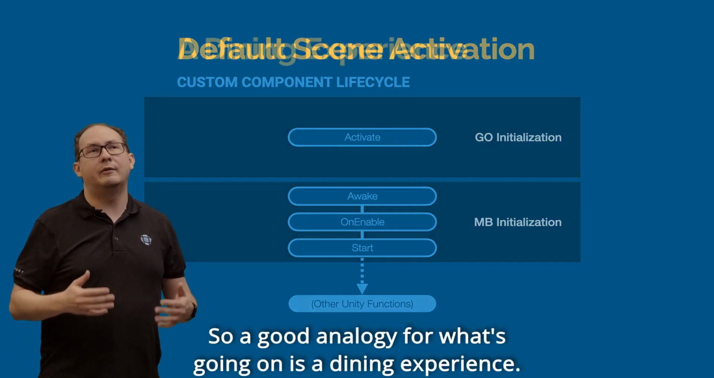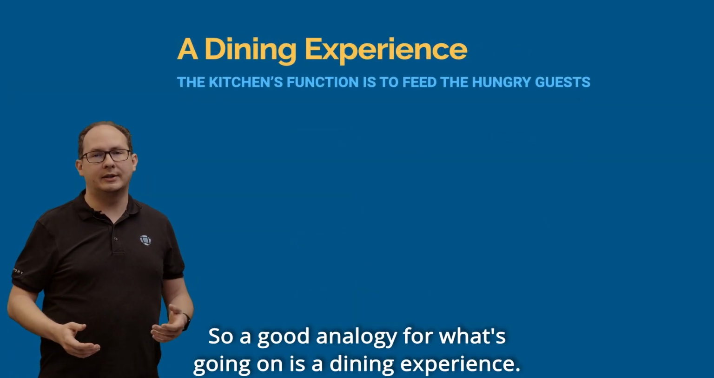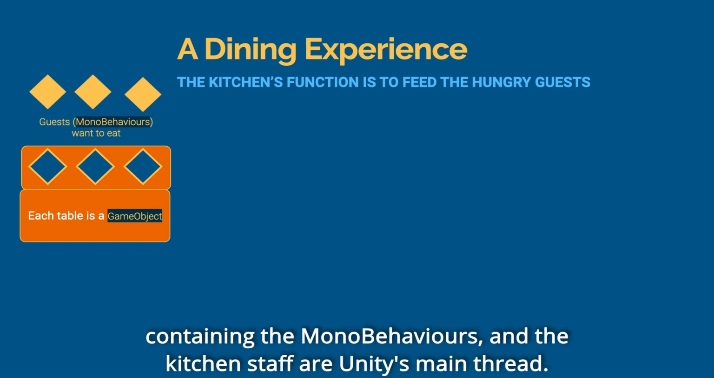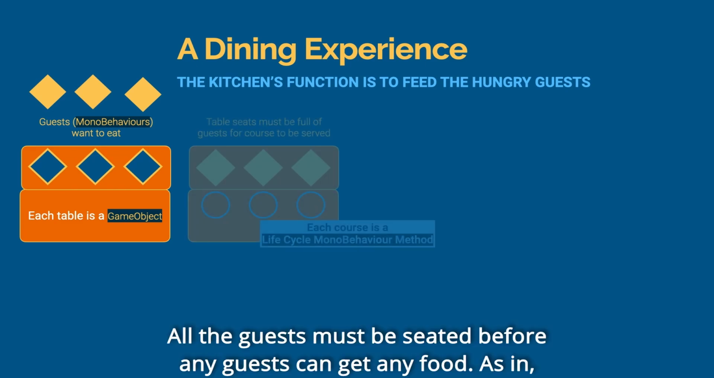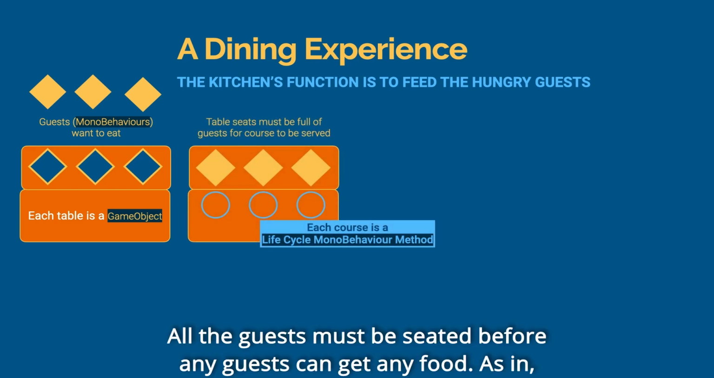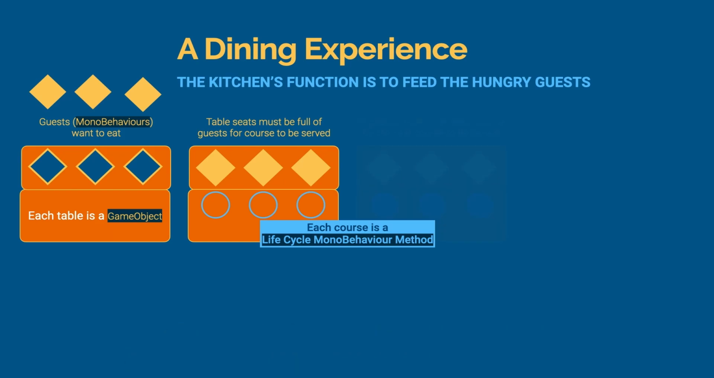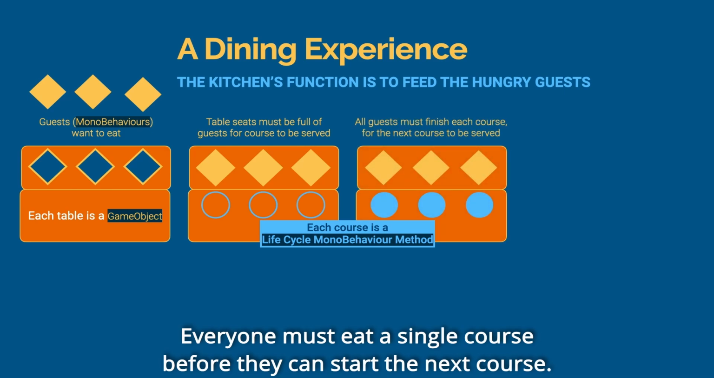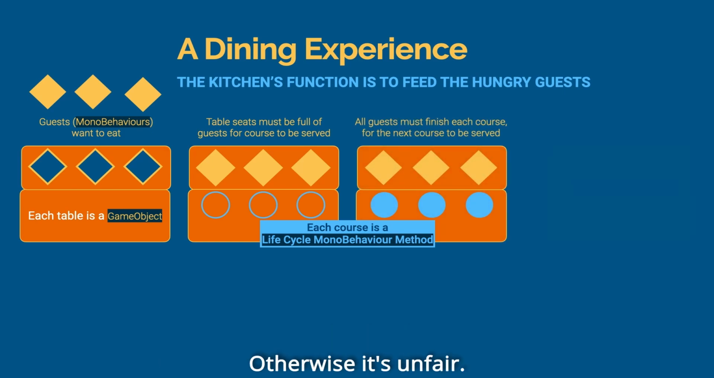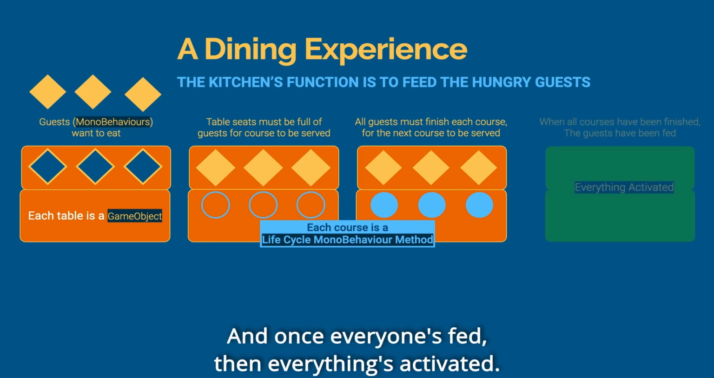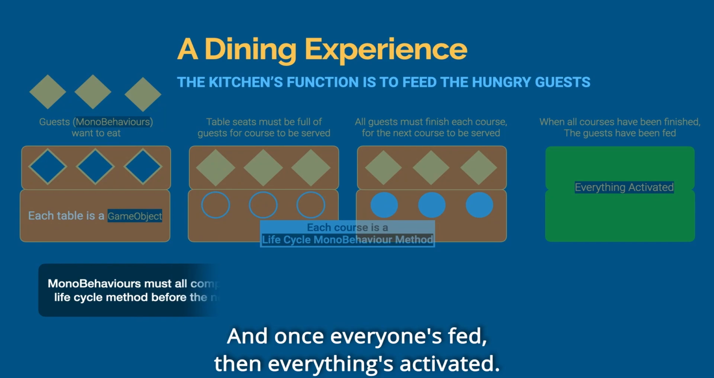So a good analogy for what's going on is a dining experience. The guests are MonoBehaviours themselves, the tables are game objects containing the MonoBehaviours, and the kitchen staff are Unity's main thread. All the guests must be seated before any guest can get any food, as in we have to activate the game objects before we can wake up the MonoBehaviours attached to them. Everyone must eat a single course before they can start the next course, otherwise it's unfair. And these courses are the MonoBehaviour lifecycle callbacks. And once everyone's fed, then everything's activated.